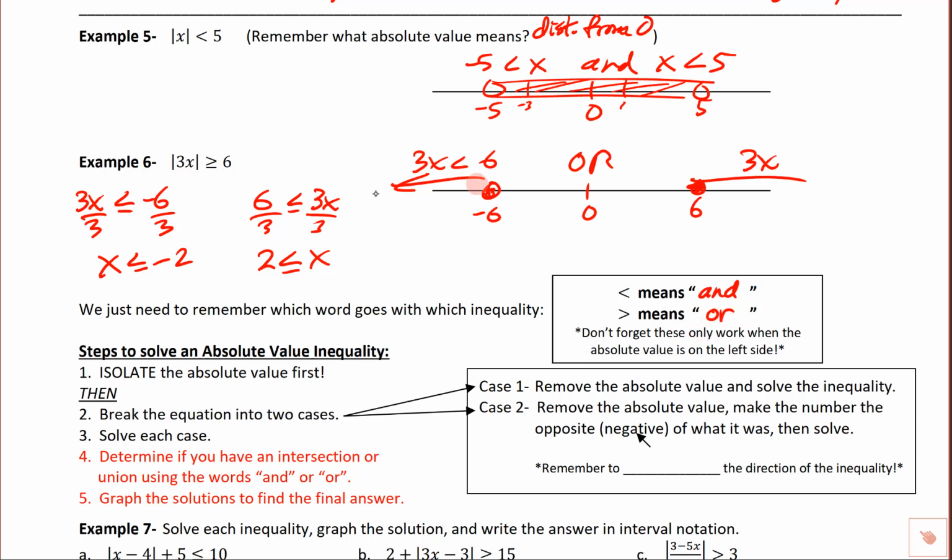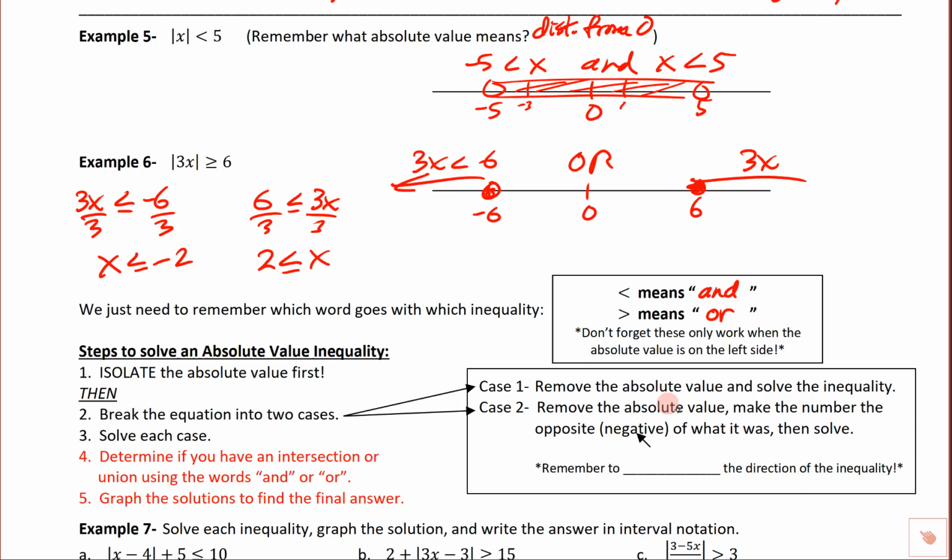So it's got to be less than this one right here, or it could also be bigger than that one right there. Now, don't forget that these only work when the absolute value is on the left side, like we had here. We had it isolated over here. So the first thing we're going to do, again, is isolate the absolute value first, just like we did before.